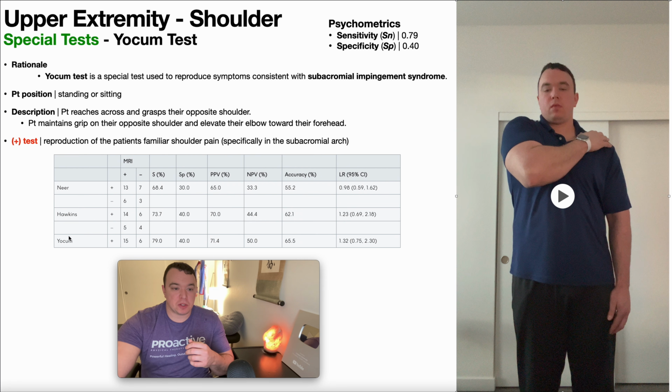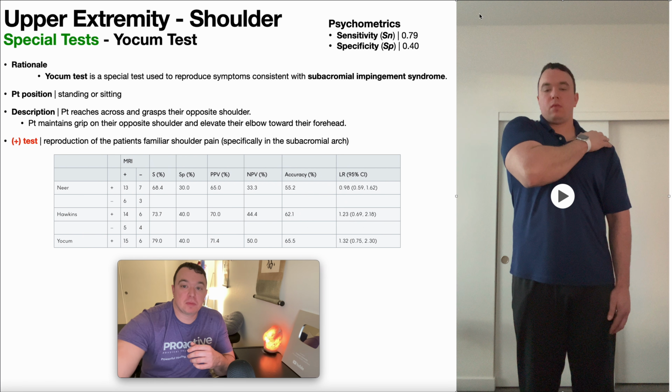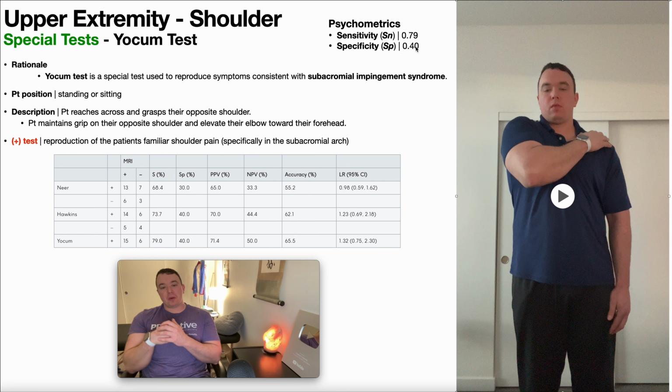Okay. Now, specifically, Yocum's test has a sensitivity value of 79%. So if I do this test and there's no pain at all, there's a 79% chance that I do not have impingement syndrome. But if I do this test and it's positive, notice the specificity is 40%. There's only a 40% chance that I have impingement syndrome. Again, it could also be a rotator cuff tear. It could be an AC joint pathology. And that's where the pain location, talking to your patient and palpating, becomes extremely important, and then of course knowing your anatomy.